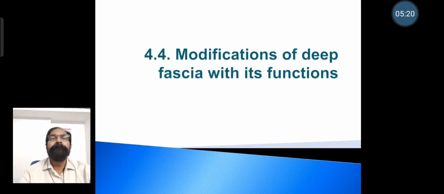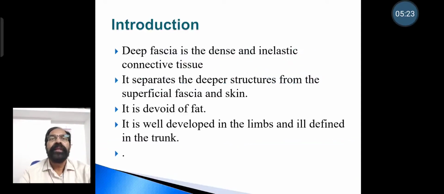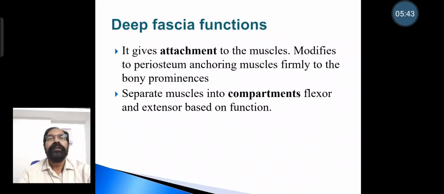Modifications of deep fascia and its functions. Deep fascia is dense and inelastic connective tissue. It separates the deeper structures from the superficial fascia and skin. It is devoid of fat. It is well developed in limbs and ill developed in the trunk. Functions: it gives attachment to muscles, modifies to periosteum, anchoring muscles firmly to bony prominences, and separates muscles into compartments, for example flexor and extensor, based on function.